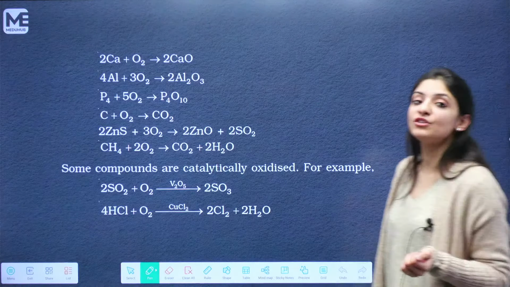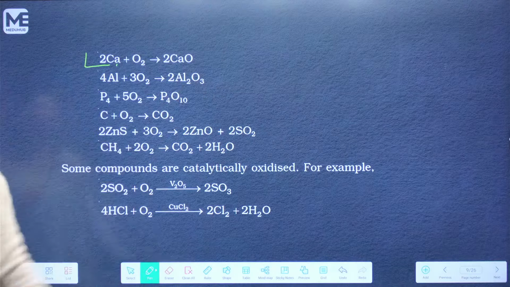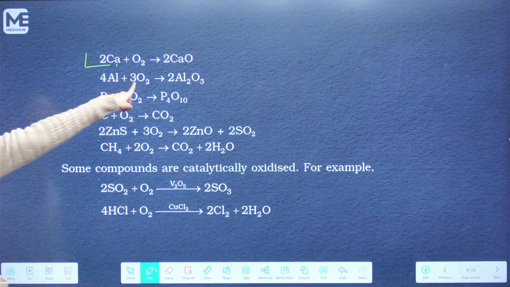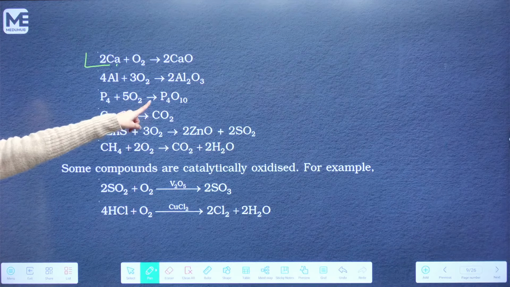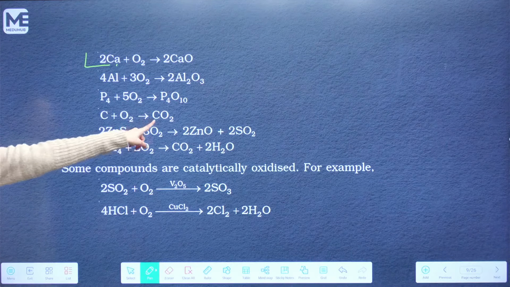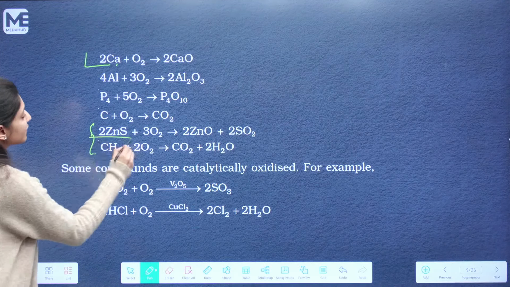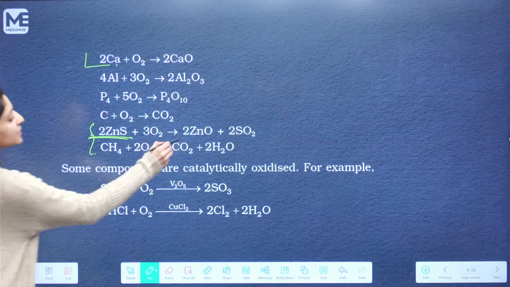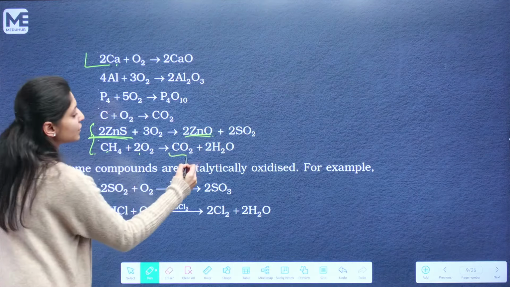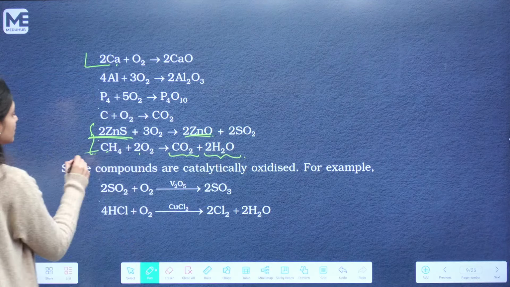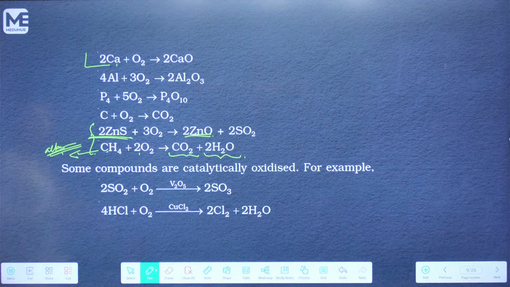These are the reactions of oxygen with various metals and non-metals. With calcium, it gives calcium oxide. Aluminium and oxygen gives aluminium oxide. Phosphorus with oxygen gives P4O10. C and O2 gives CO2. It also reacts with some sulfides. Zinc sulfide with oxygen gives zinc oxide. Methane with oxygen burns to give CO2 and H2O. This reaction is true for all alkanes as well as alkenes and alkynes.